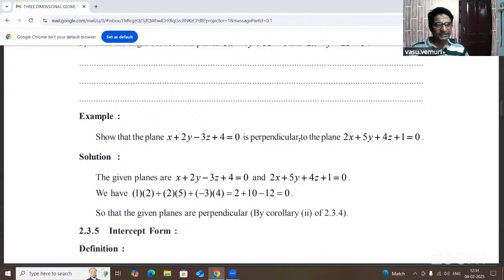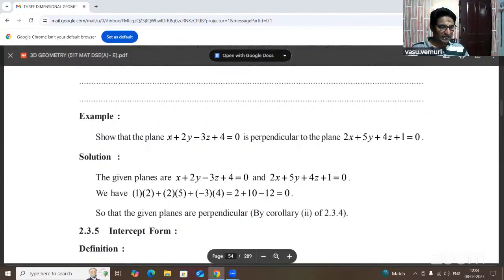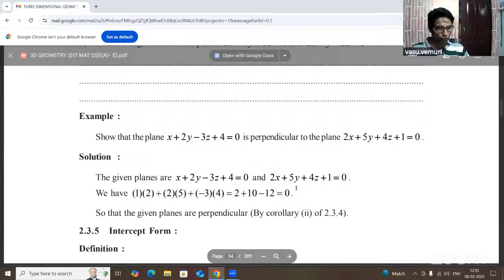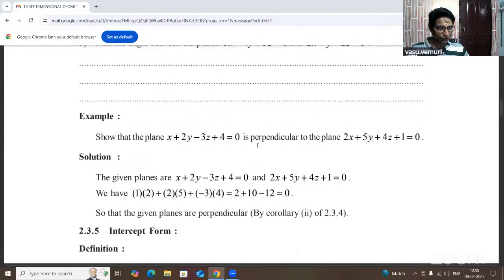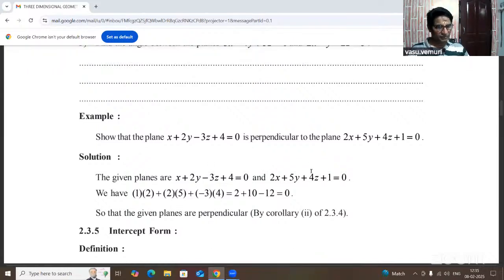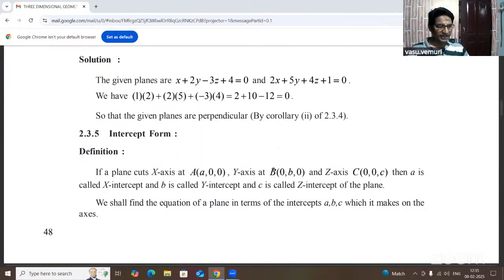according to the angle between the two planes, there are two important conditions through the formula, that is a1 a2 plus b1 b2 plus c1 c2 equal to 0. Here, first of all, write a1 b1 c1 and a2 b2 c2, the normals of the two planes. Substituting, a1 a2 means 1 into 2, plus 2 into 5, plus c1 c2 means minus 3 into 4. So that value is equal to 0. So the given planes are perpendicular to each other.